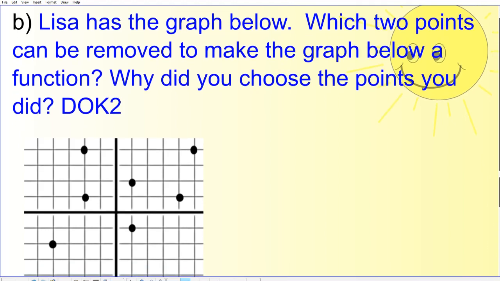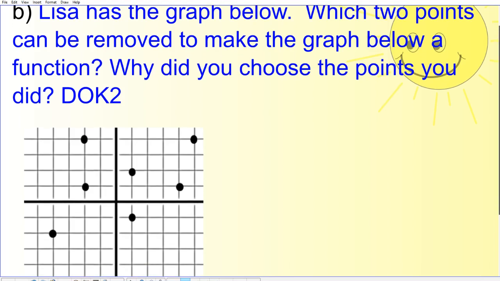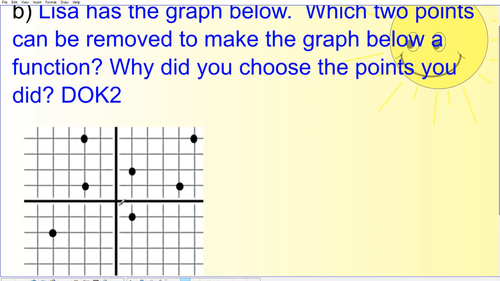Letter B, this is one for you to try. It says Lisa has the graph below. Which 2 points can be removed to make the graph below a function? And why did you choose the points you did? So I want you to pause the video and figure out which 2 points here you would remove. Give the ordered pair. Like I would remove the point at, play pretend, 3, 2, whatever it is, okay? Which points would you remove and why? Go ahead and pause the video. Do it on your own. When you're ready to continue, hit play, and we'll go through it together.